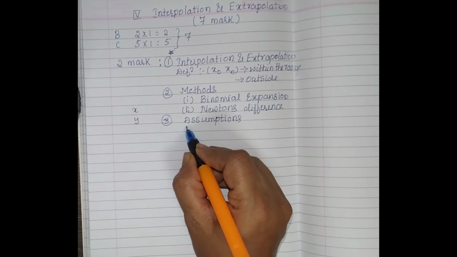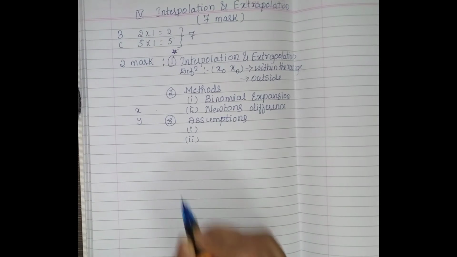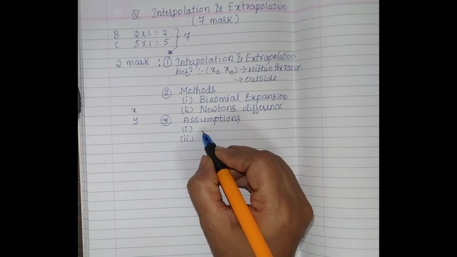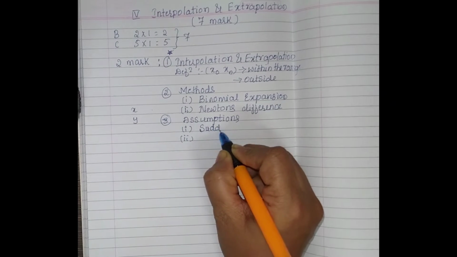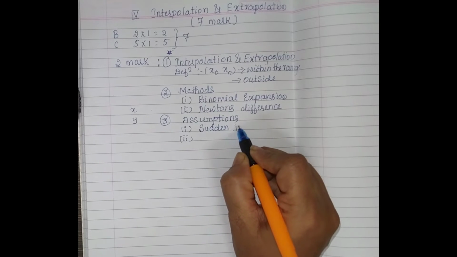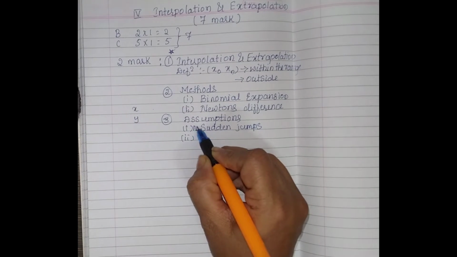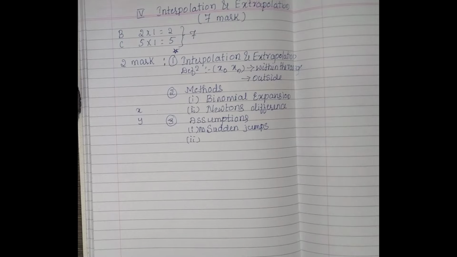You have to write any 2 assumptions. The 2 assumptions are given in the textbook. The assumptions are: there are no sudden jumps in the values of the dependent variable from one period to another period. If you remember the words 'sudden jumps' you can make a sentence and write it. There are no sudden jumps: the value should not jump suddenly from one value to another.